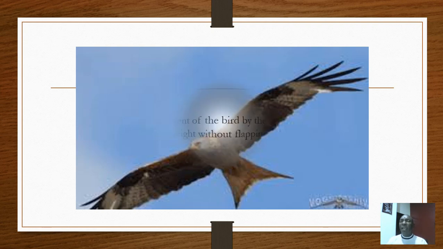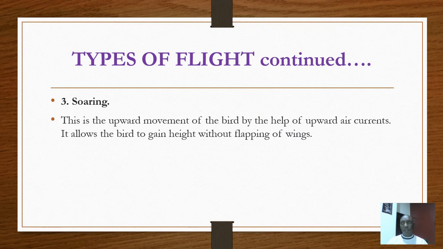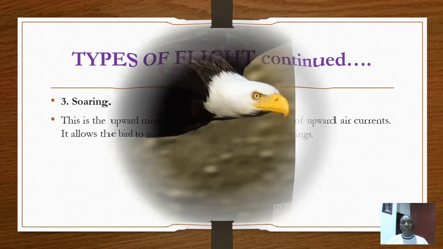We then move ahead and look at the third type of flight, and that is soaring. Soaring is the upward movement of the bird by help of air currents, meaning soaring enables the bird to gain height without flapping. Flapping, gliding, the bird loses height, coming down. Soaring, the bird moves up but without flapping the wings.